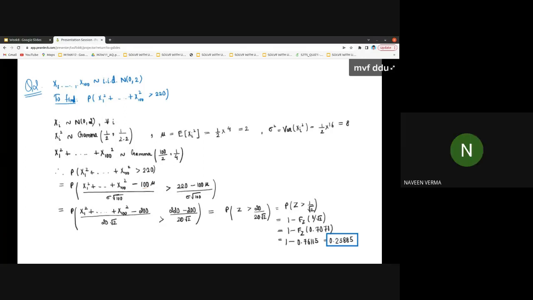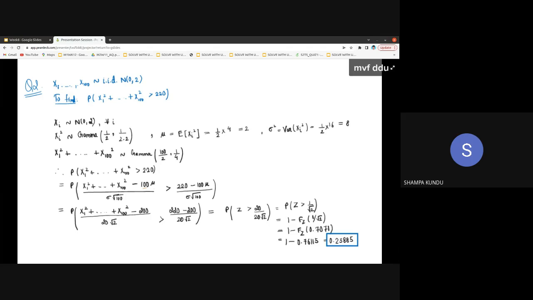Sir, I have not got this discussion. What is he asking? He's asking what will be the value of F_Z of 4. Okay, capital F_Z of 4, the CDF, or the probability that Z is less than or equal to 4. It will be almost equal to 1. That is what we are discussing.